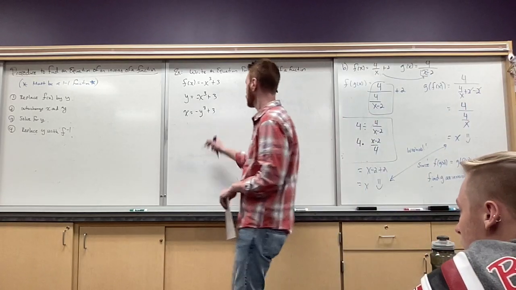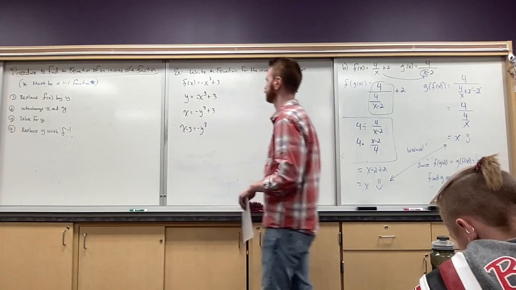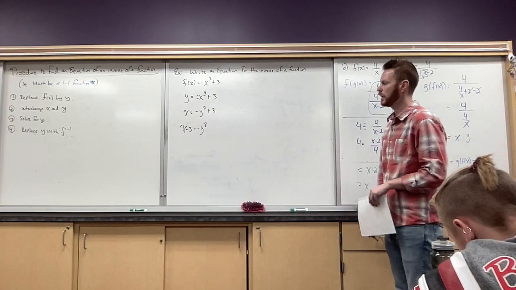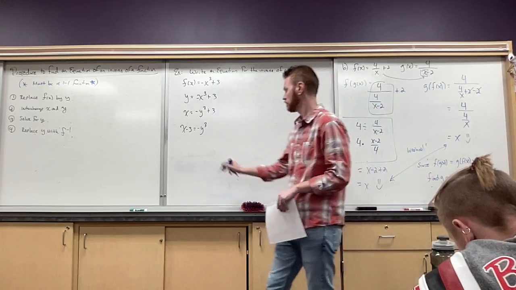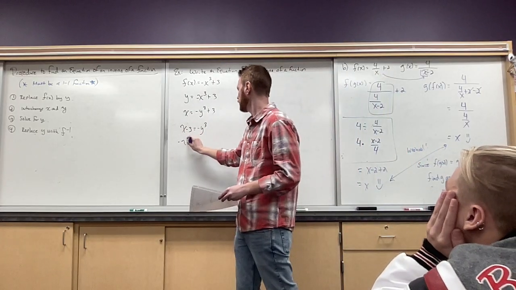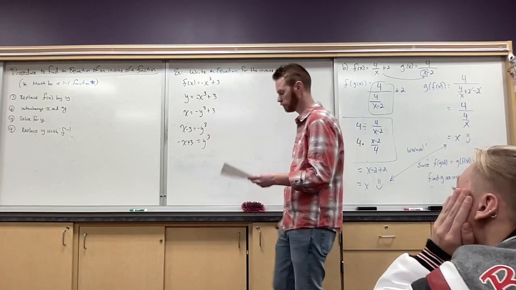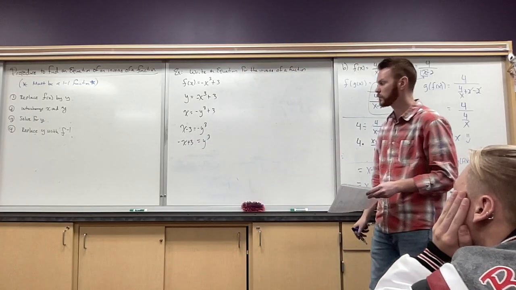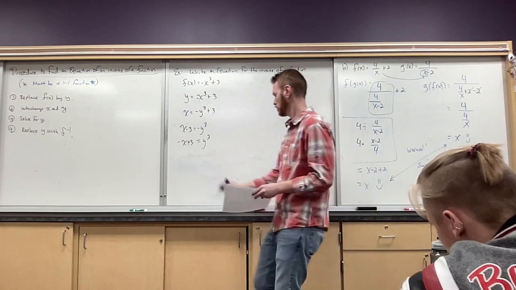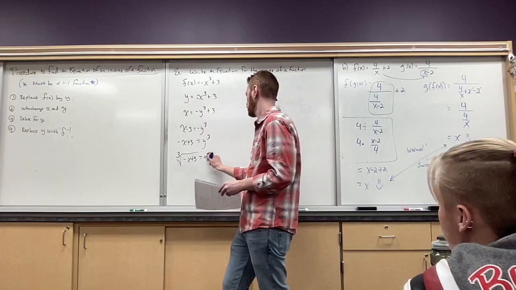Alright, let's do that. So I'll subtract 3. Just like that. Divide by -1, or multiply by -1, does the same thing. So this would be -x plus 3 equals y cubed. And then our last step is to what? Take the cubic root. So we have the cubic root of -x plus 3 equals y.